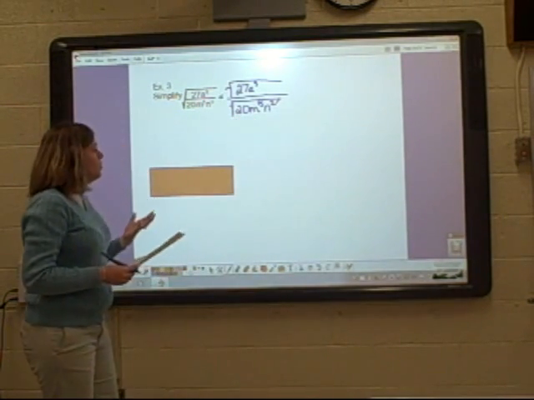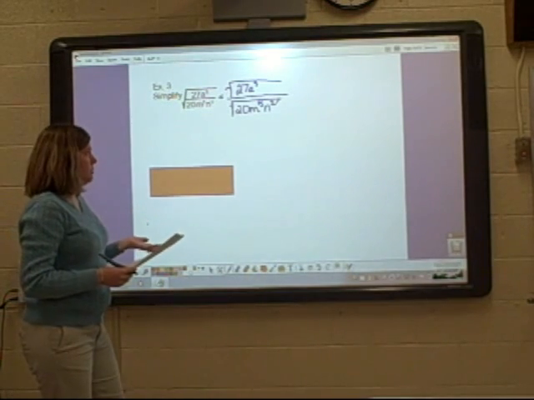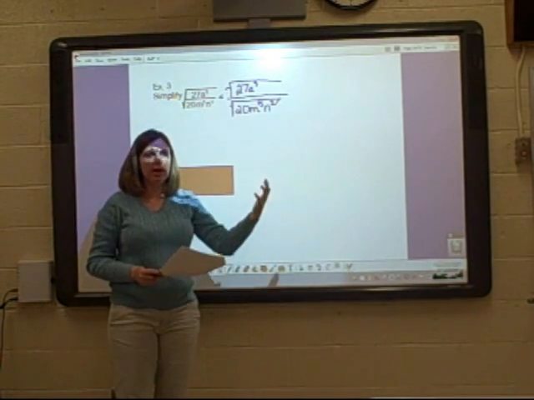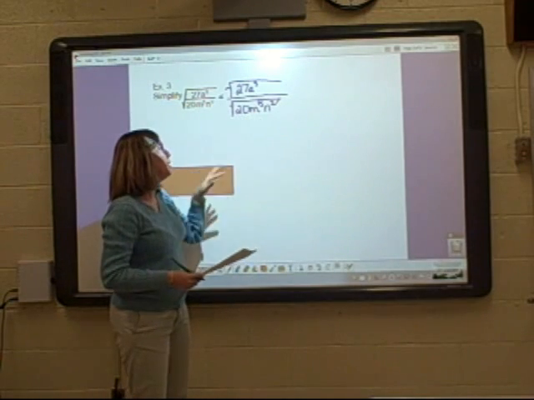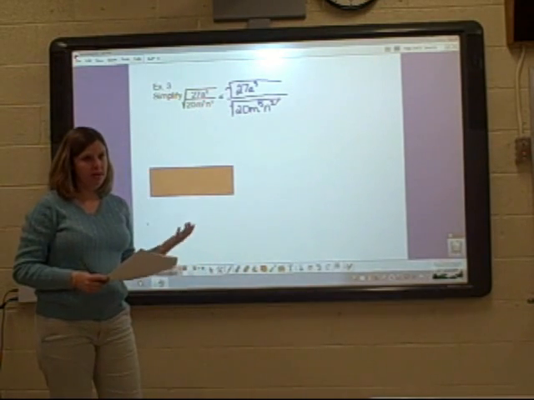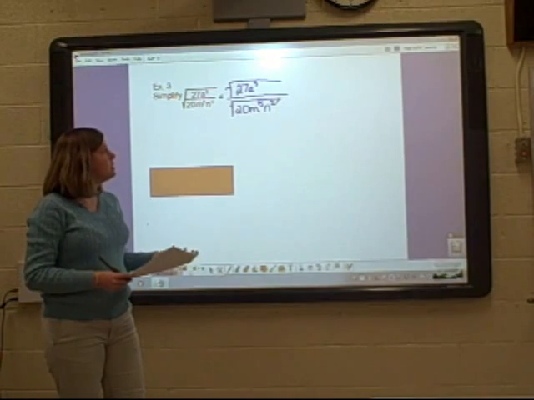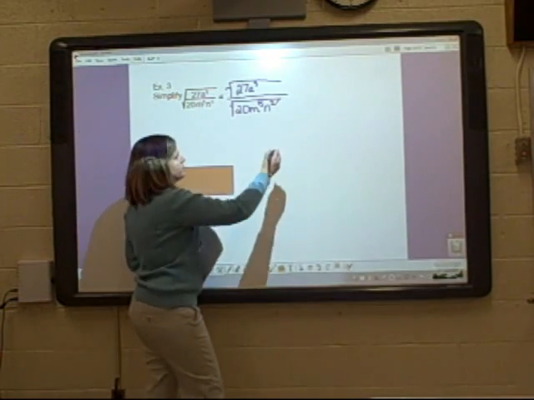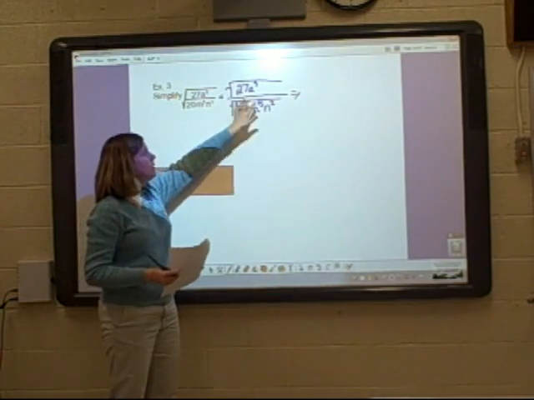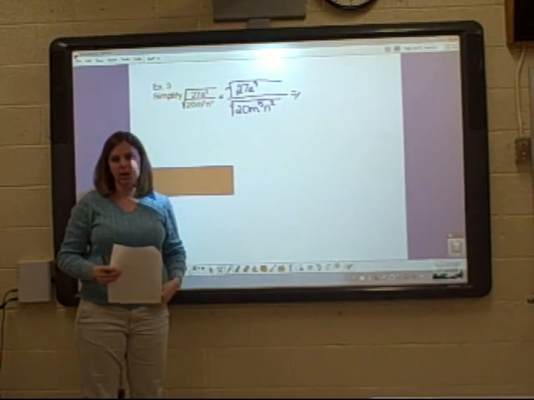So you can go about this a couple different ways. You could rationalize the denominator right away. So you could multiply the top and the bottom both by the square root of 20m to the 5th n squared, and that would be one way. There is another way to do this. I'm going to simplify the top and I'm going to simplify the bottom and see what I come up with.